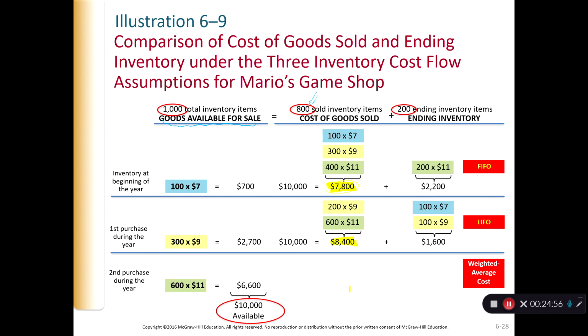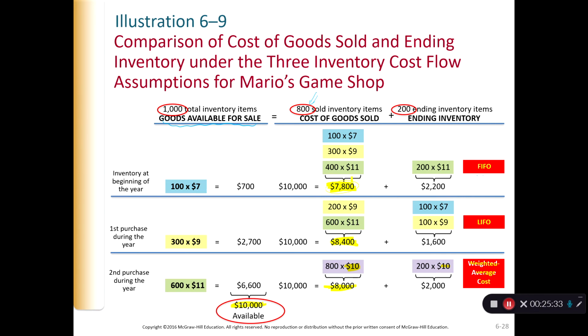Let's look at weighted average. For weighted average, we said the unit price is actually $10, right? The $10,000 available for sale divided by 1,000 units is $10. So we sold 800 of them, therefore $8,000 is cost of goods sold, and the leftover 200 units will be assigned at $10 a piece. So therefore our ending inventory is $2,000. So for weighted average, the cost of goods sold is $8,000.